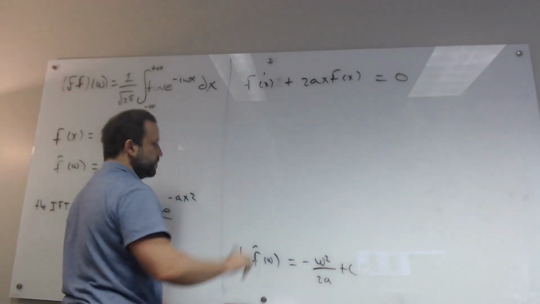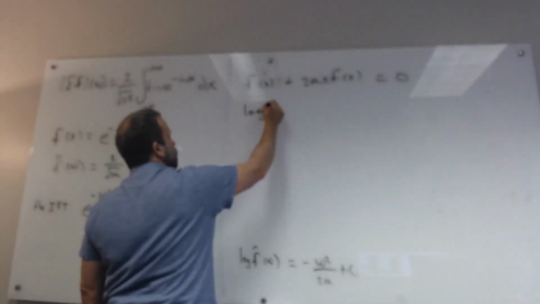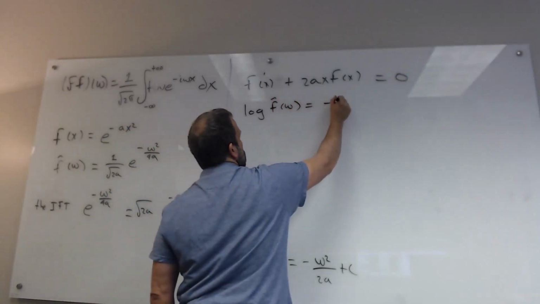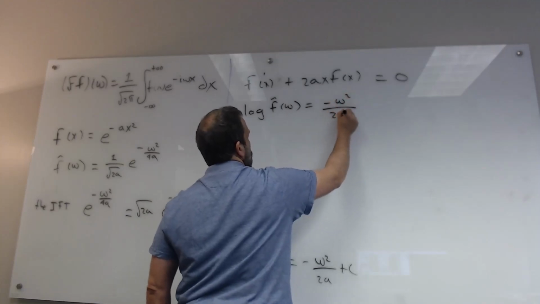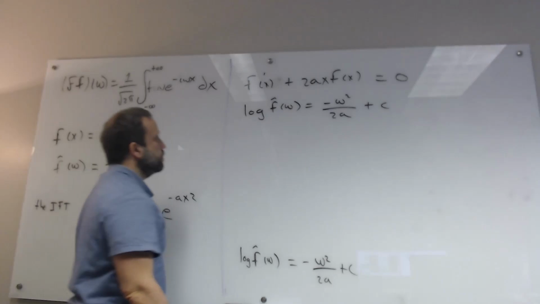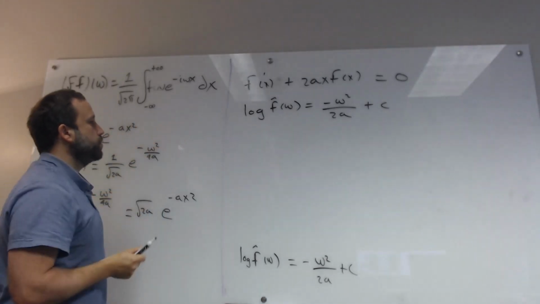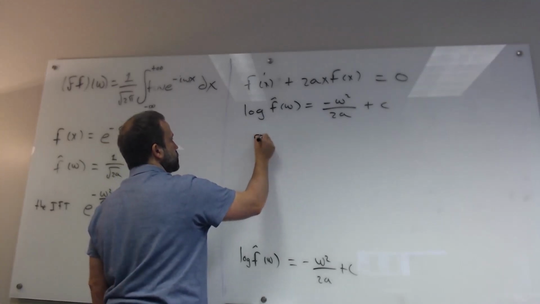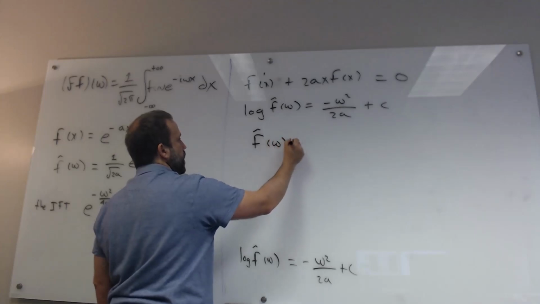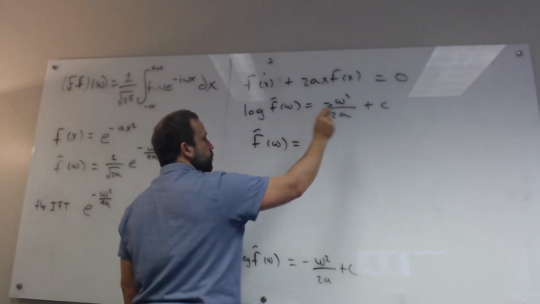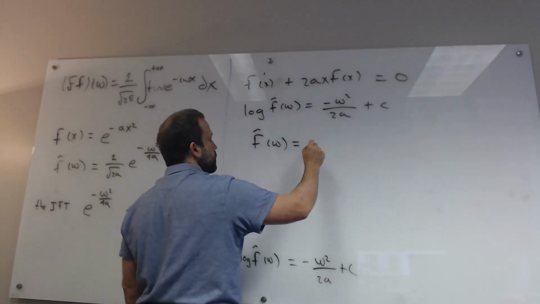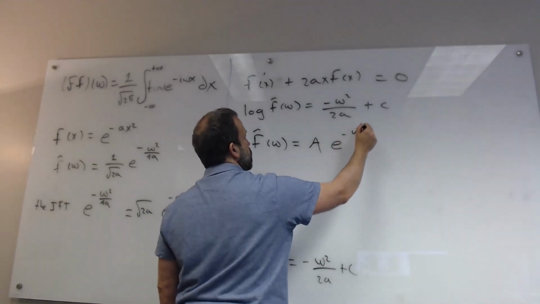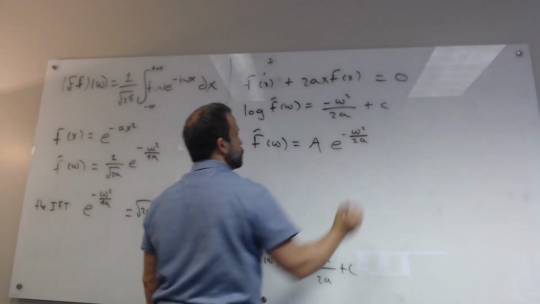So what this tells me then is that log, again this is natural log, of f hat of omega is equal to minus omega squared over 2a plus c. Now I'm going to raise e to the power of both sides. On the left hand side we're going to have f hat of omega, and on the right hand side we're going to have e to the power of c. That's just another constant, I'm going to call it capital A. And then over here we're going to get e to the minus omega squared over 2a.